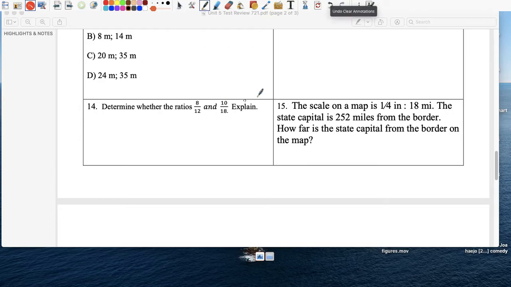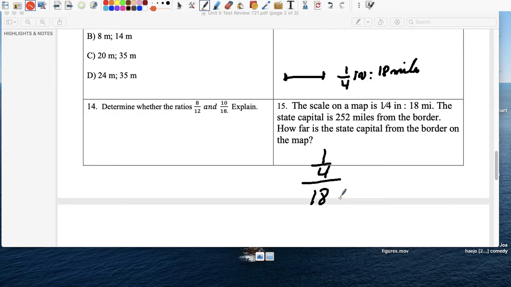The scale. If you look at a map, there's always a little scale at the bottom of the map, telling you that 1/4 inch equals 18 miles in real life. So every 1/4 of an inch on that map is 18 miles. The state capital is 252 miles from the border. How far is the state capital from the border on the map? In real life, we're going to set a proportion. The state capital is 252 miles from the border. How many inches would that be on the map?